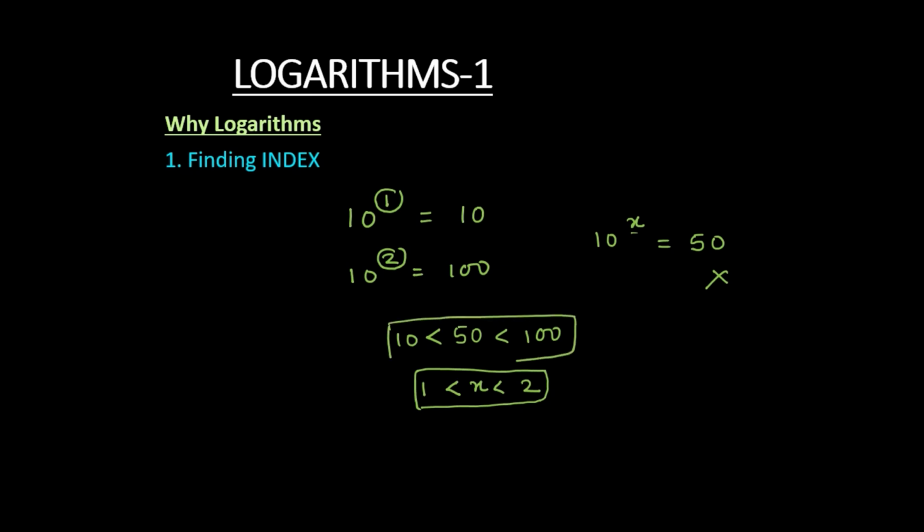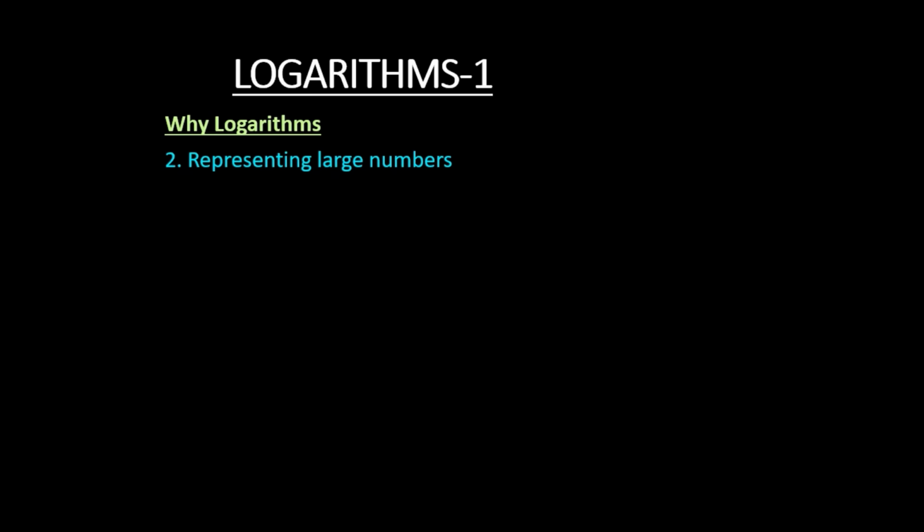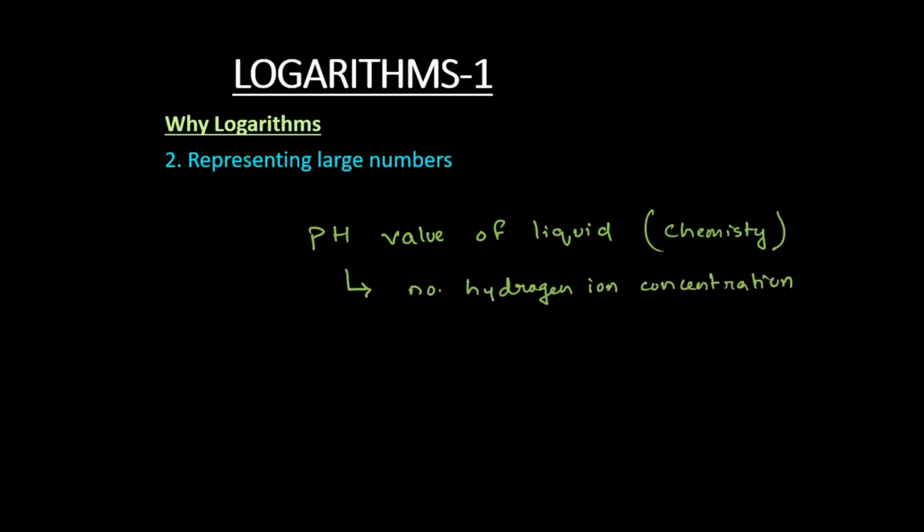Whereas logarithm helps in finding the exact value, and we will be going through how we find the value of x in this session. The other reason why we use logarithm is it helps in representing large numbers. One example is the pH value of liquids, which you study in chemistry. pH value is based on the hydrogen ion concentration in a given solution.